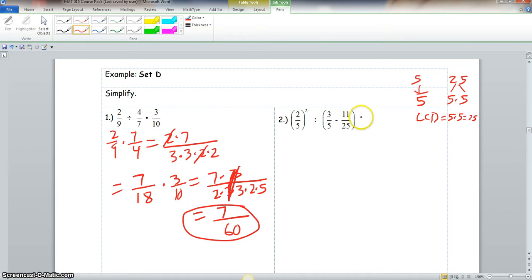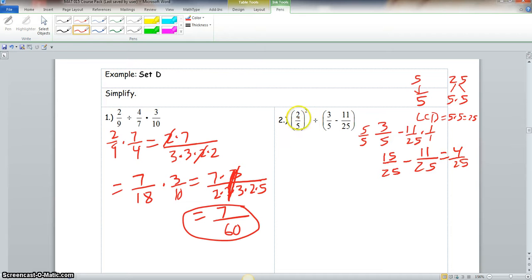Okay, so now we would take these fractions here. We had 3/5 minus 11 over 25. We know our common denominator is 25. 25 divided by 5 is 5. So we multiply numerator and denominator by 5. So that would be 15 over 25. And then 25 divided by 25 is 1. So we multiply numerator and denominator by 1. So that would be 11 over 25. 15 minus 11 is 4 over 25.